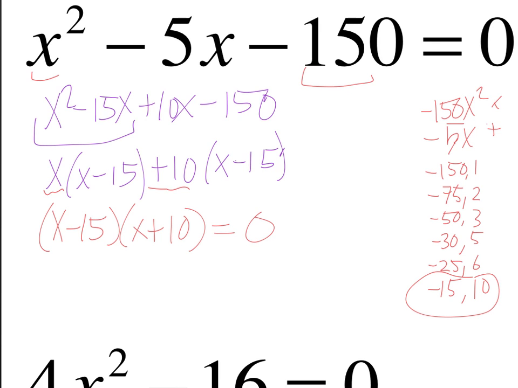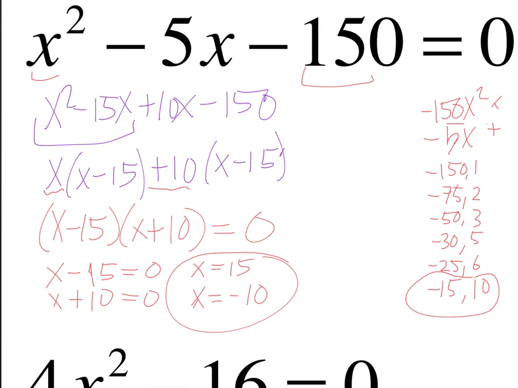To solve this problem, we're going to set each of these pieces equal to 0, because either x minus 15 is 0, which means that x is 15, or x plus 10 is equal to 0, which means that x is negative 10. These are our two solutions.